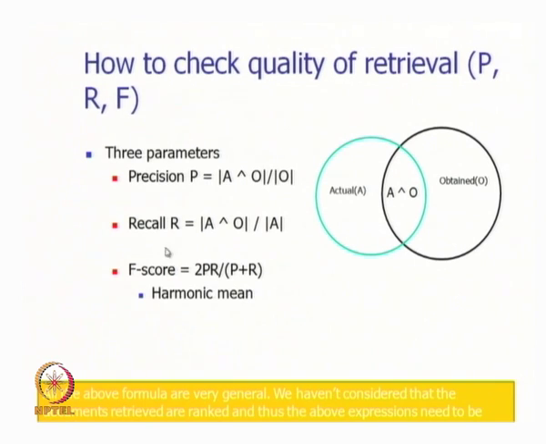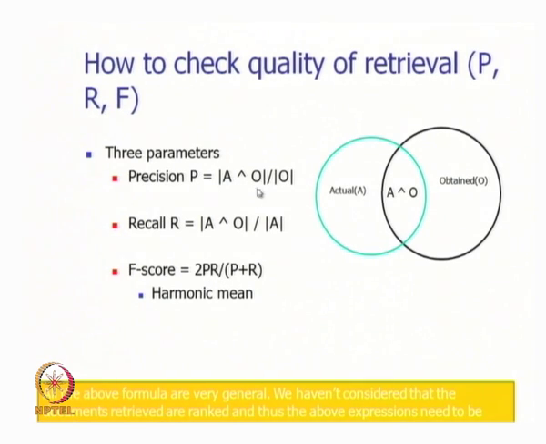There is a measure which combines precision and recall, that is called F score. This is essentially the harmonic mean of precision and recall, 2PR by P plus R. If the question is why it is harmonic mean and why not arithmetic mean or geometric mean, then just make this observation that harmonic mean is the least amongst all these means. Harmonic mean is less than geometric mean, which is less than arithmetic mean. So, if harmonic mean improves, automatically geometric mean and arithmetic mean also will improve.